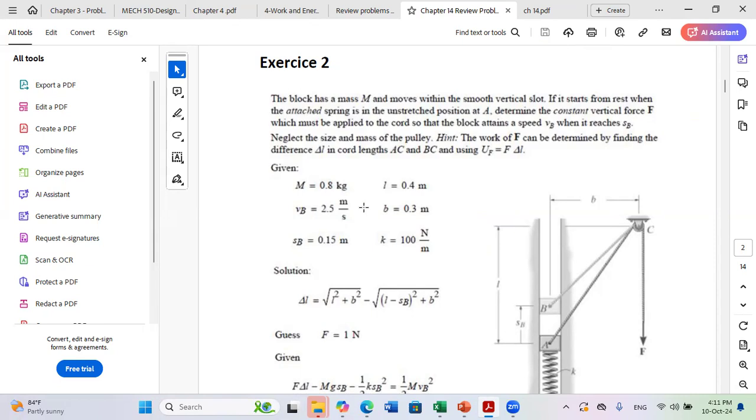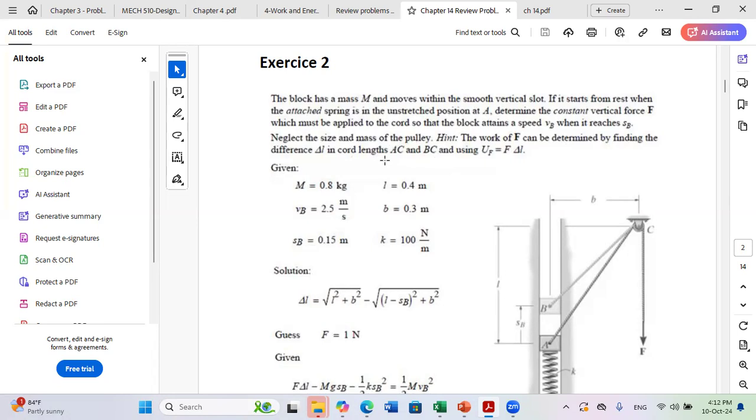Okay. So in this problem, the block has a mass m and moves within the smooth vertical slot. If it starts from rest when the attached spring is in the unstretched position at A, determine the constant vertical force F which must be applied to the cord so that the block attains a speed VB when it reaches a distance SB. Neglect the size and mass of the pulley. They gave you a hint here. The work of F can be determined by finding the difference delta L in cord lengths AC and BC. We should know how to solve without using the hint.